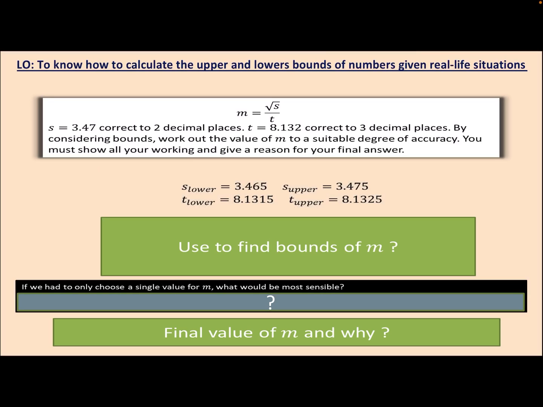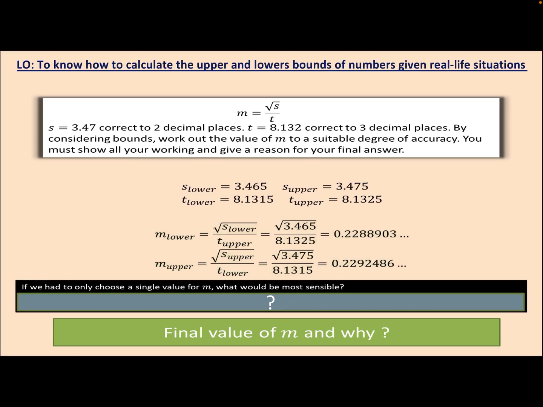So if we want to find the upper bound for m, we are going to need to use upper s and lower t. Okay, and if we want to find the lower bound for m, we're going to have to use lower s and upper t, because if you're dividing a number, the bigger the denominator and the smaller the numerator, the smaller the number is going to be. Alright, so now we have both our lower bound m and our upper bound m.